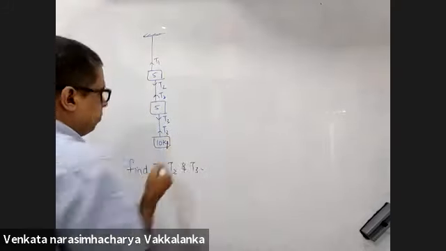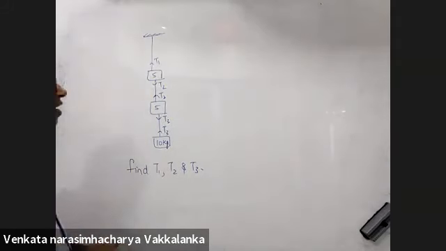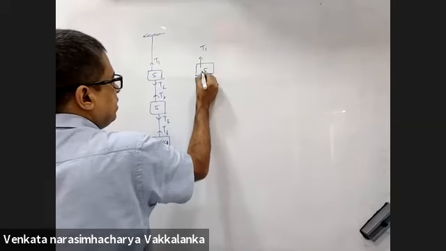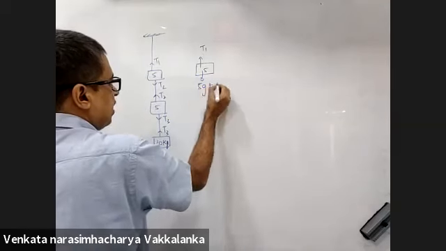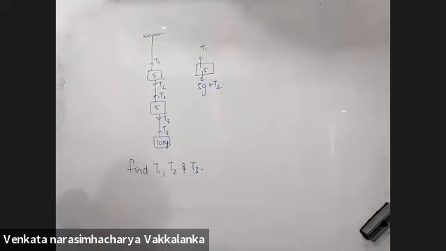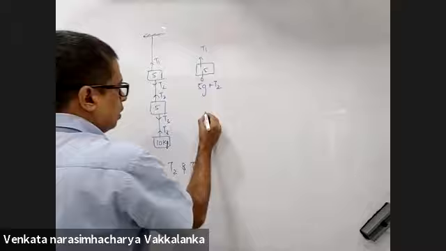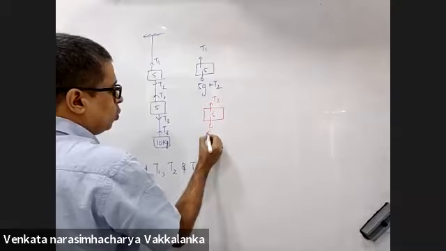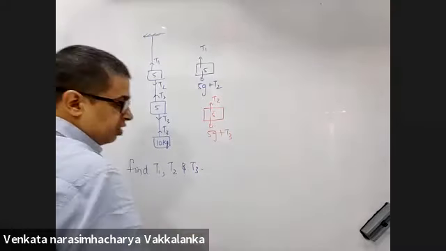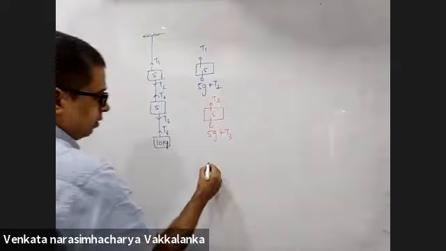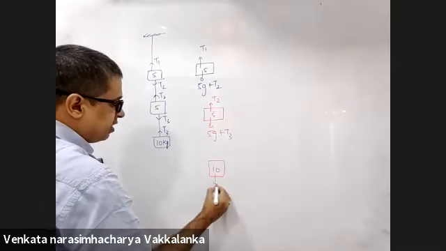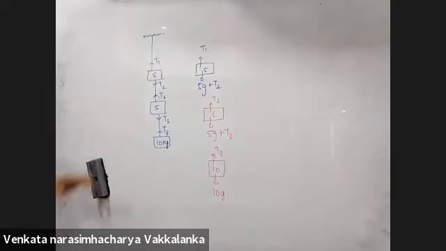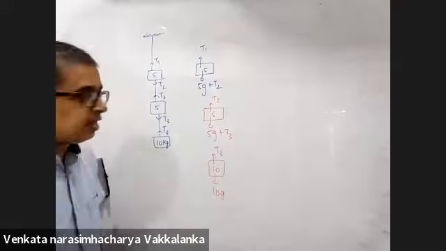When I draw the free body diagram for the first 5 kg block, this will be T1, this will be 5G plus T2. The second 5 kg block, I will have T2, 5G plus T3. The third 10 kg block, 10G, T3. They are in equilibrium, they are not accelerating.